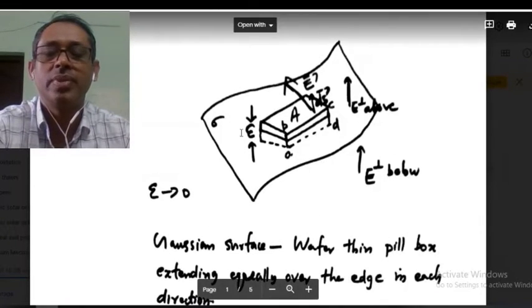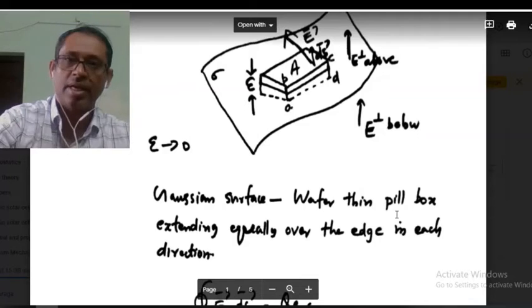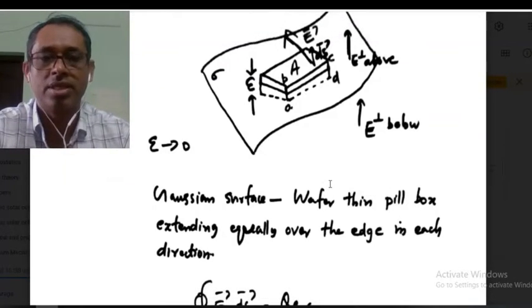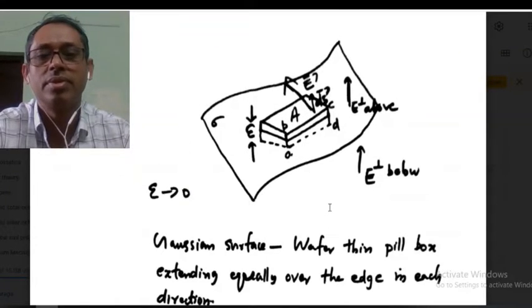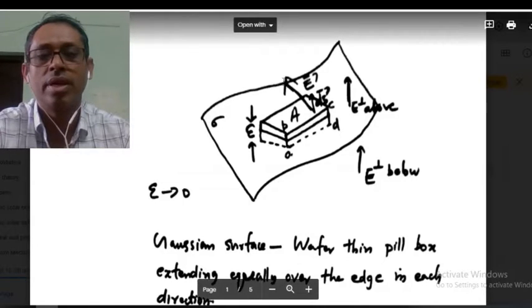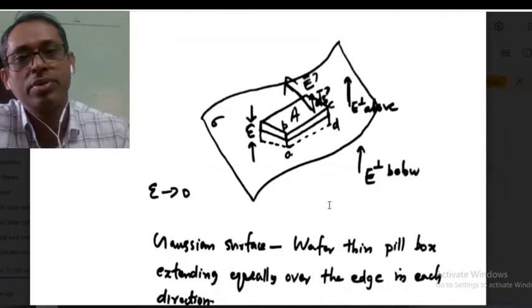So the electric field above and below, is there any discontinuity in the electric field? That is what we are going to look at. For that we consider a Gaussian surface. We are going to use Gauss's law. So a Gaussian surface is a must that we know.